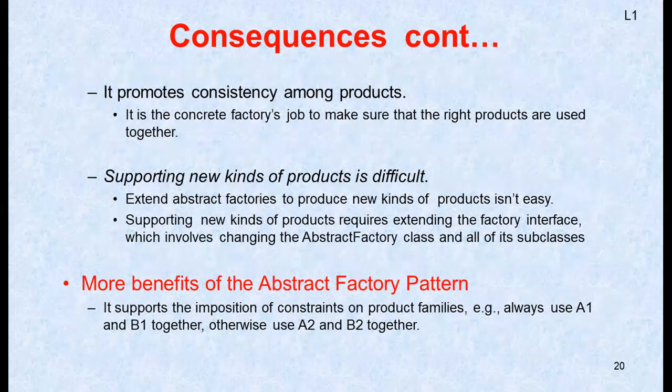And the fourth is that supporting new kinds of products is difficult. Extending the abstract factory to produce new kinds of products is not that easy, because the abstract factory interface fixes the set of products that can be created. Supporting new kinds of products requires extending the factory interface, which involves changing the abstract factory class and all of its subclasses. We discuss one solution to this problem in the implementation section.